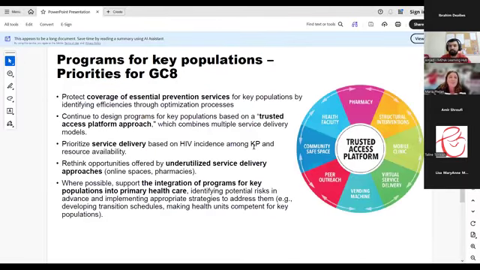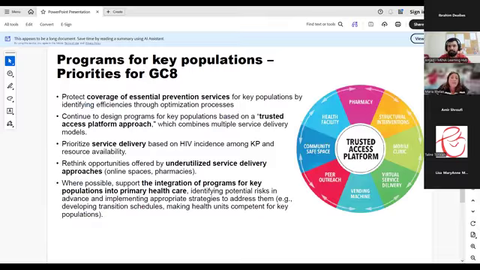So I also wanted to talk a little bit about the priorities for GC8 for key populations. We have really worked in line with new guidance produced by the Global Prevention Coalition on managing and scaling key populations programs. We'll drop the link to that guidance in the chat because it's quite comprehensive and really supports budgeting and planning for KP programs using what is called a trusted access platform approach. So I think the priorities really are around protecting the coverage of essential HIV prevention services for key populations. And this may be, in some situations, given the tightening fiscal landscape, through identifying efficiencies through optimization or adaptation. And we'll talk about that a little bit more in a moment.